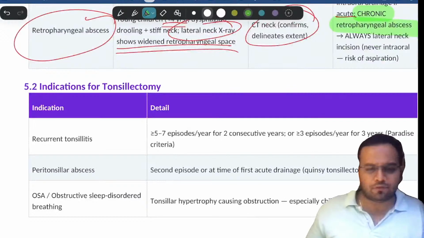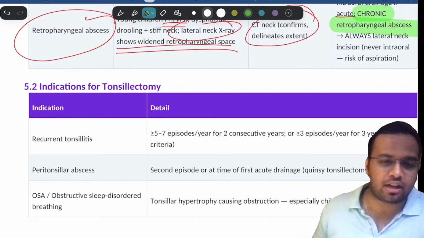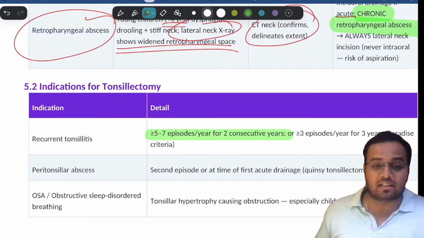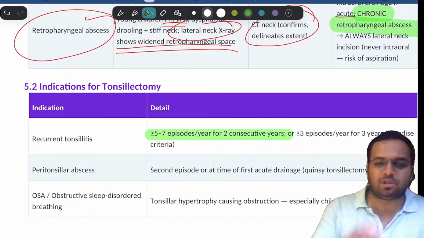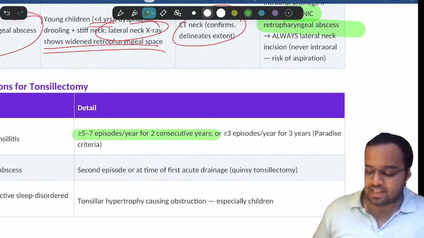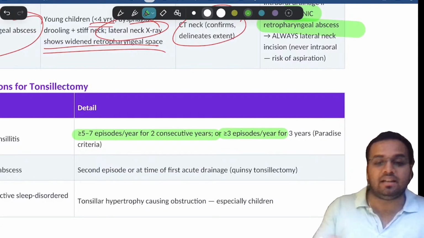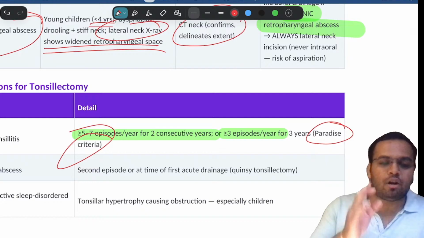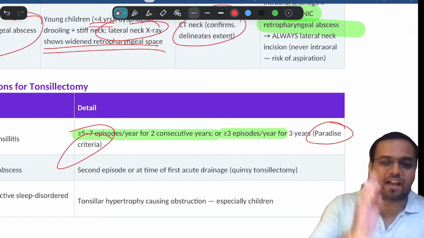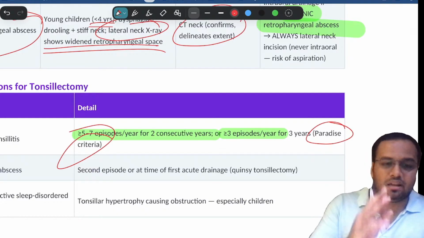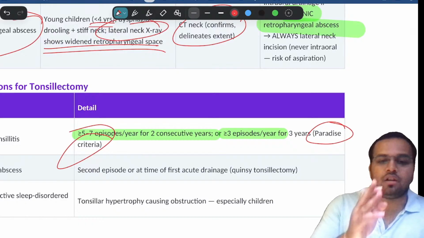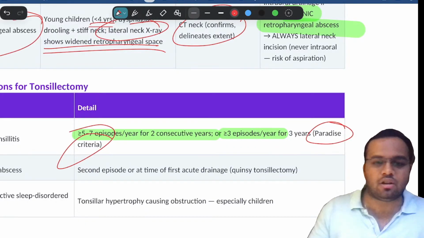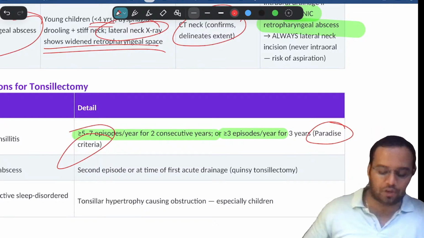So what are the indications of tonsillectomy? Very much important for your ENT papers. Whenever there are more than 7 episodes in 1 year, or 5 episodes per year for 2 consecutive years, or more than 3 episodes per year for 3 consecutive years, that is what is called the Paradise criteria. So what does Paradise say? 7 episodes in a year, 5 episodes per year for 2 consecutive years, or 3 episodes per year for 3 consecutive years. So if he is having tonsillitis 5 times in a year, it means it is very severe, and you should go for a tonsillectomy.